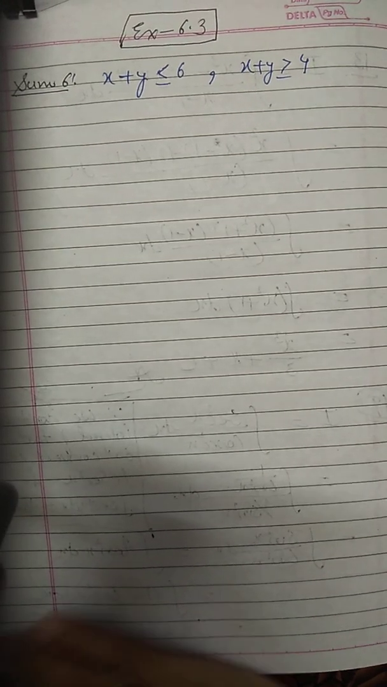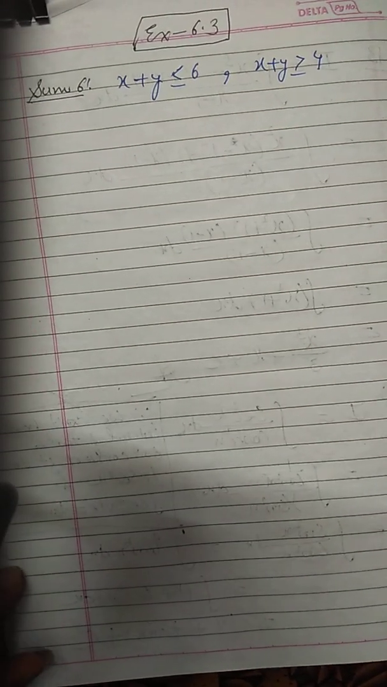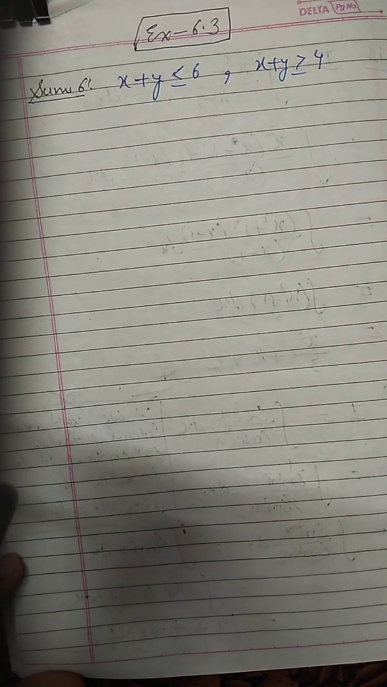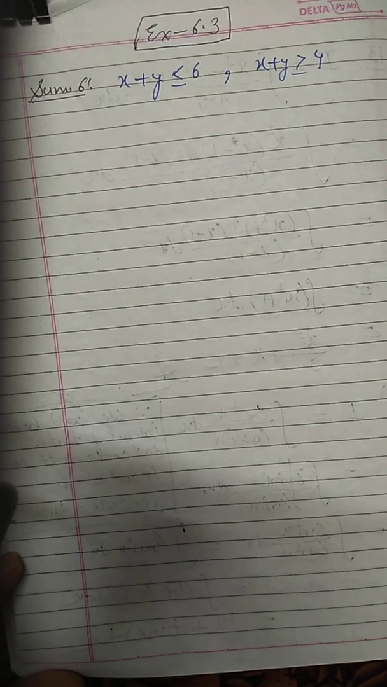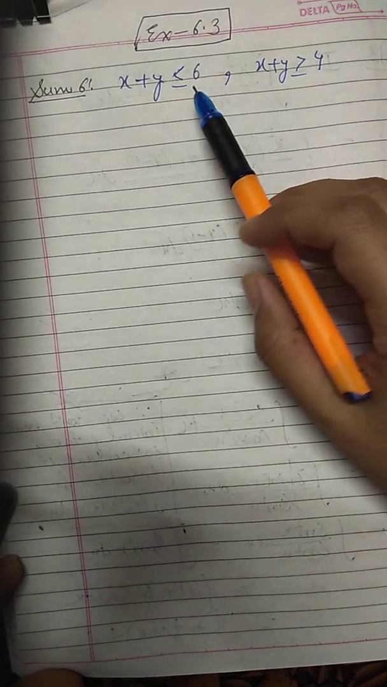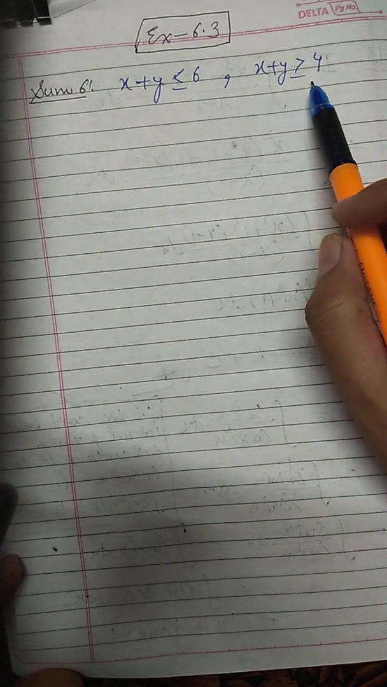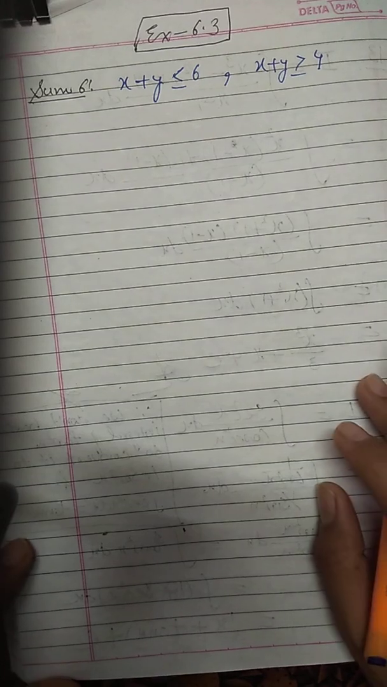Good morning, students. We will continue with our exercise 6.3, and here we will start with sum number 6. In sum number 6 we have two inequalities. The system of inequalities given is: one inequality is x plus y less than or equal to 6, and the second is x plus y greater than or equal to 4.